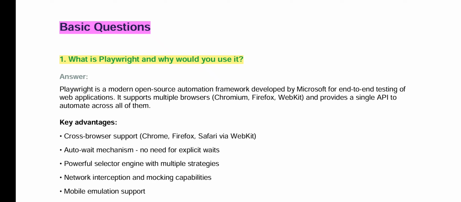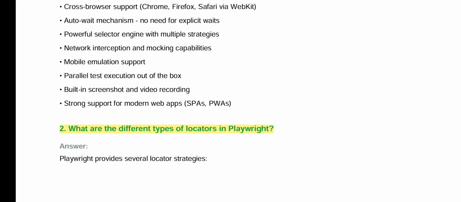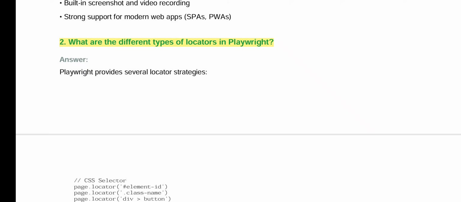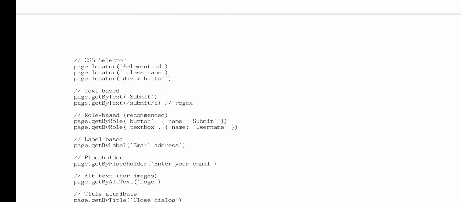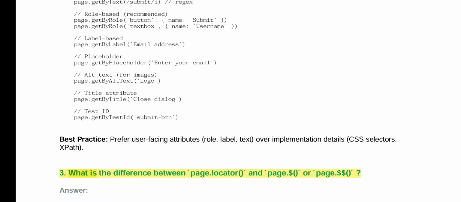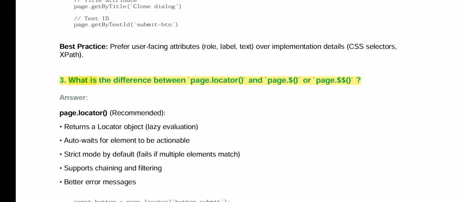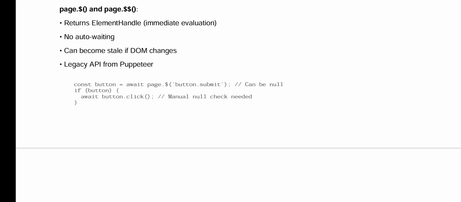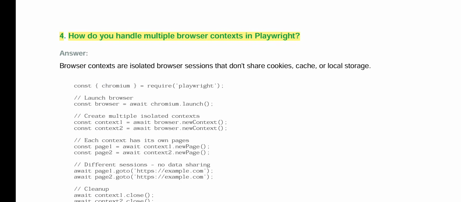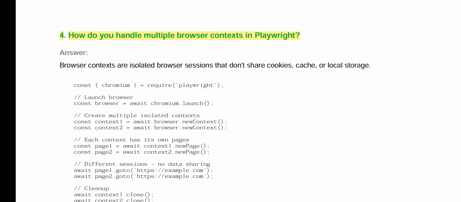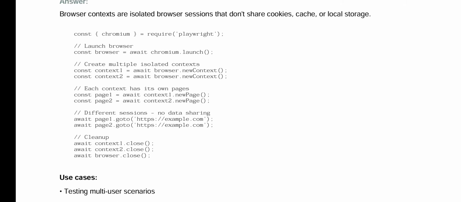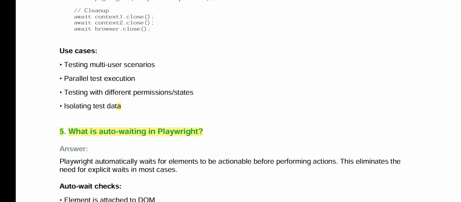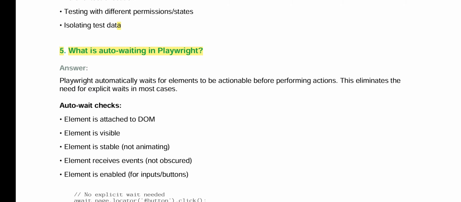What is Playwright and why should you use it? What are the different types of locators available in Playwright? What is the difference between page locator and these methods? How do you handle multiple browser contexts in Playwright? What is auto waiting in Playwright?